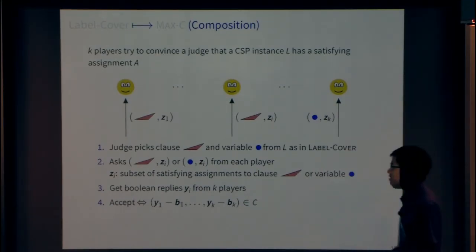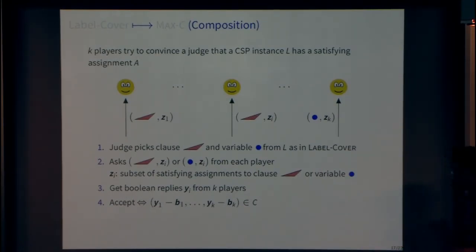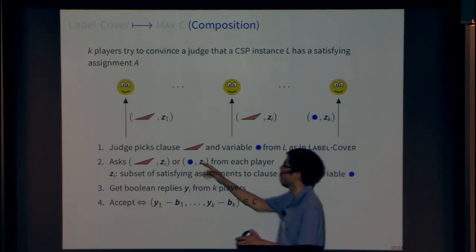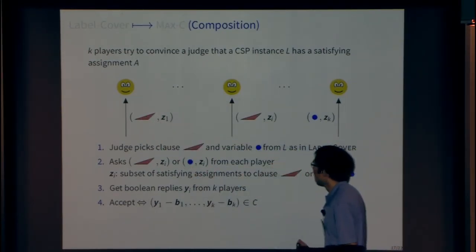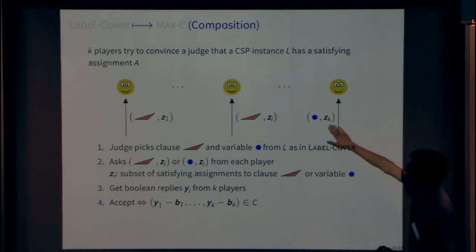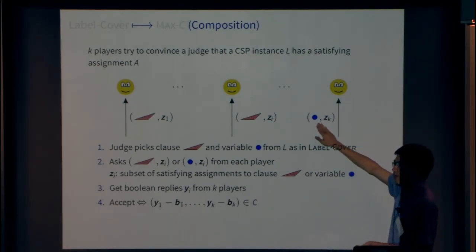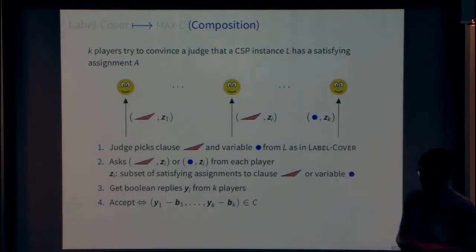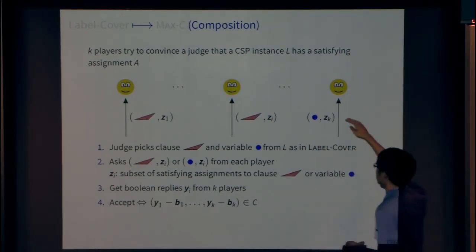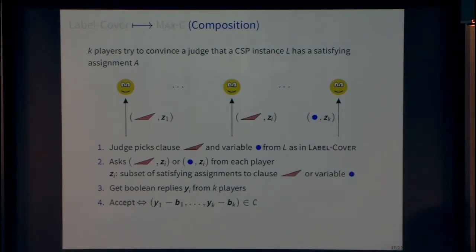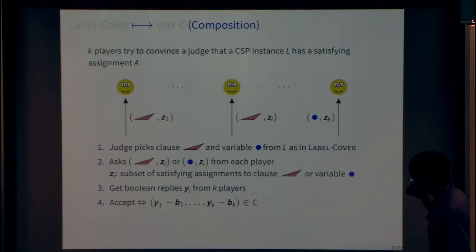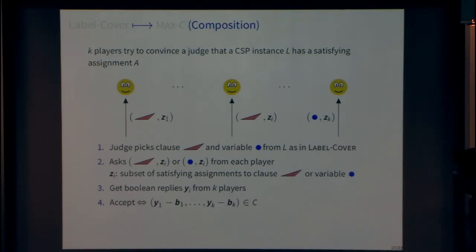Now the players can just give a Boolean answer, yes or no. That will be encoding some information about the satisfying assignment to the clause. Likewise, for some of the players, the judge will pick a variable and a set of satisfying assignments to the variable and ask, does the satisfying assignment to the variable belong to this subset? So the upshot is the players' replies are all Boolean, and now we get the same K-player game as we saw before.